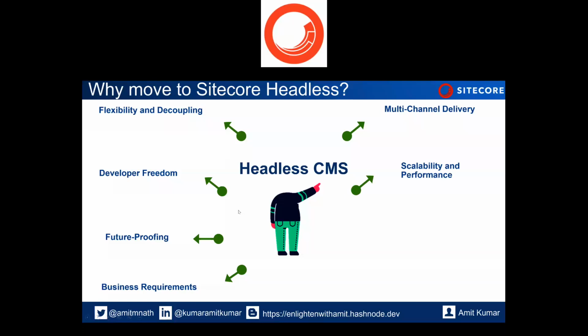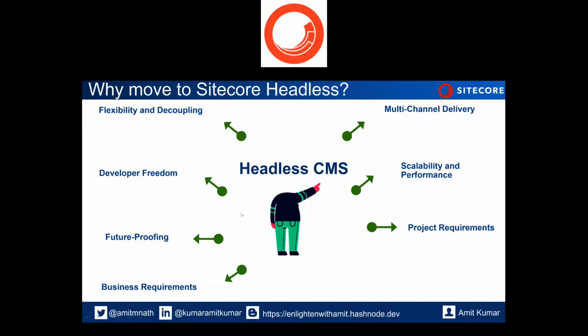Scalability and performance: the front end and back end are loosely coupled, so you can scale your front-end application without scaling the back end. So you can save infrastructure cost, and also increase the performance of your application with the help of scaling out your front-end node itself, not the back end.